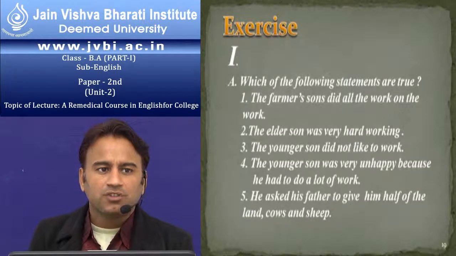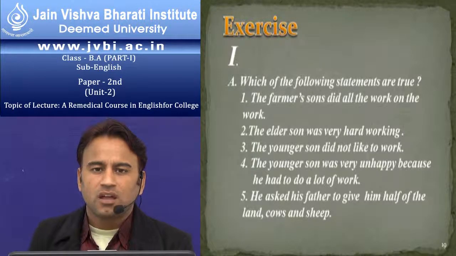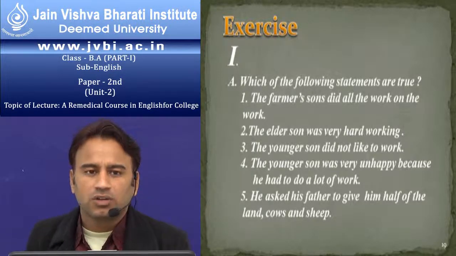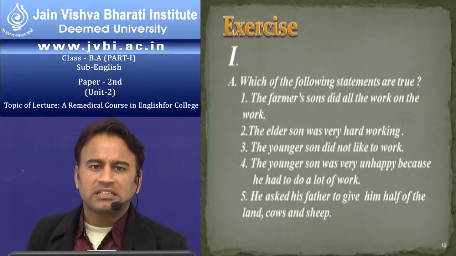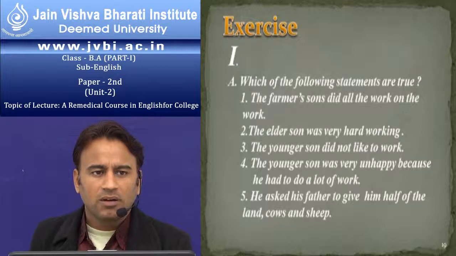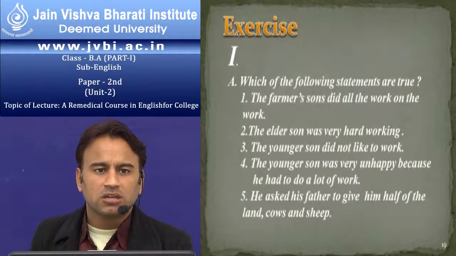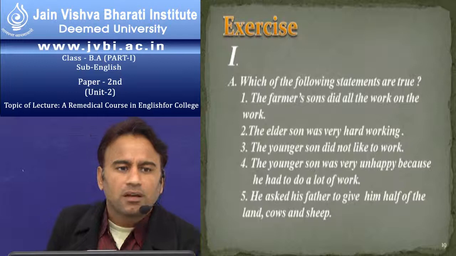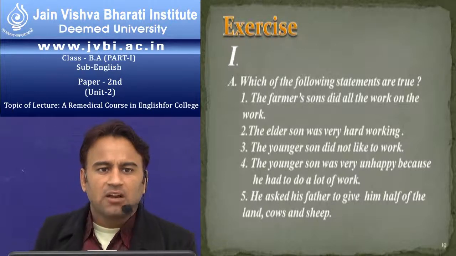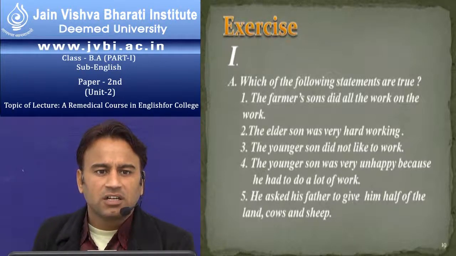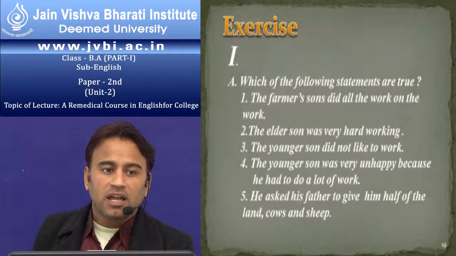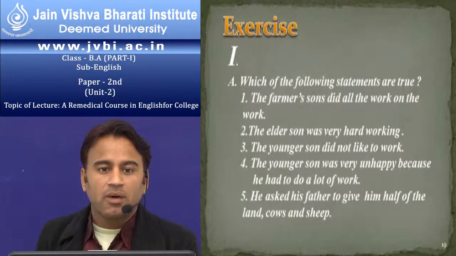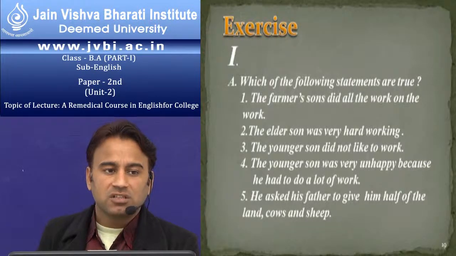First, which of the following sentences are true? You have read the story. Now tell which sentence is true or which sentence is false. The farmer's son did all the work on the field, and the elder son was very hardworking. The younger son did not like to work. The younger son was very unhappy because he had to do a lot of work. He asked his father to give him half of the land, cows, and sheep.